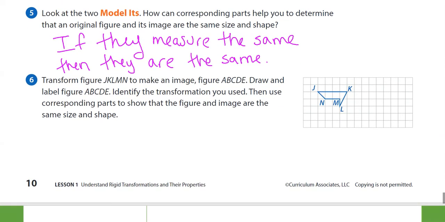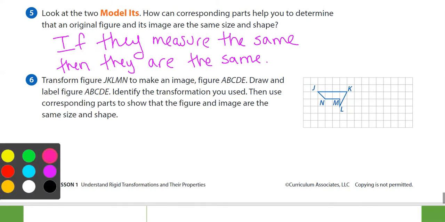Alright, so now we're going to transform JKLMN to make an image. We're going to label it A, B, C, D, E. And draw and label it, and we're going to identify the transformation you used, then use the corresponding parts to show the figure and the image are the same size and shape. Okay. So, you know what's the easiest one to do, don't you? The translation. So let's do the easiest one.